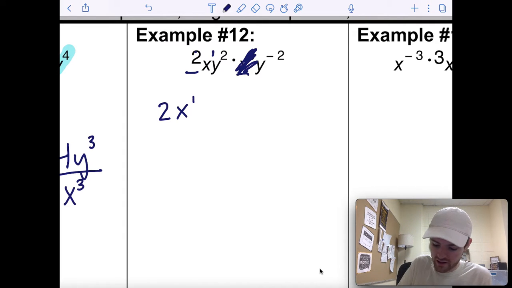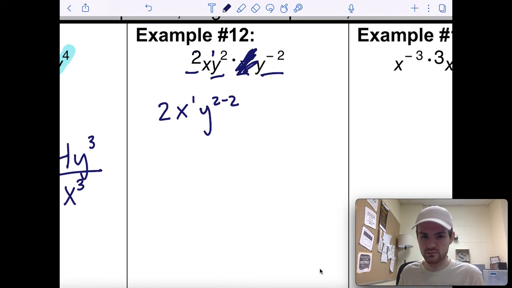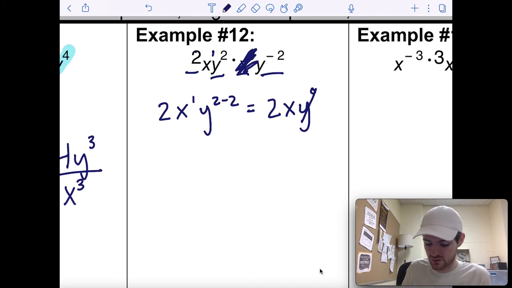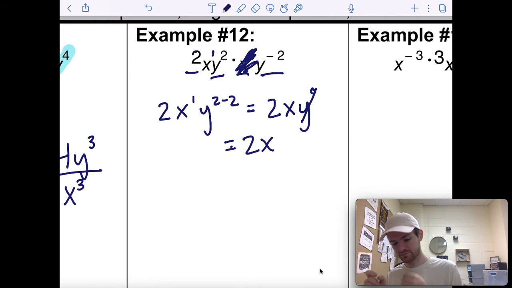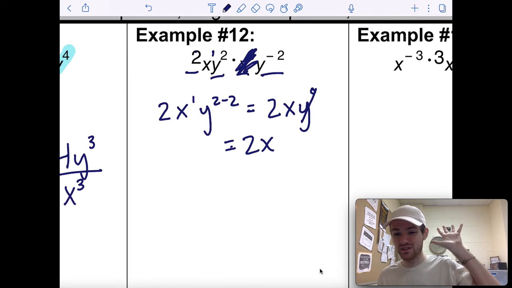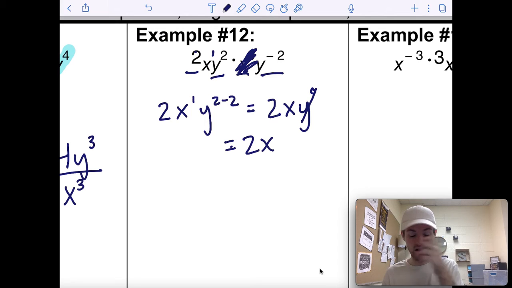For our y's, we have this +2 and we have this -2. Ooh, you see what's going to happen? When we simplify, we'll get 2 times x times y to the 0. Of course, y to the 0 would also cancel. So our final answer would just be 2x. So you can do it that way, where when you see those 0 exponents, you just cross them out entirely.